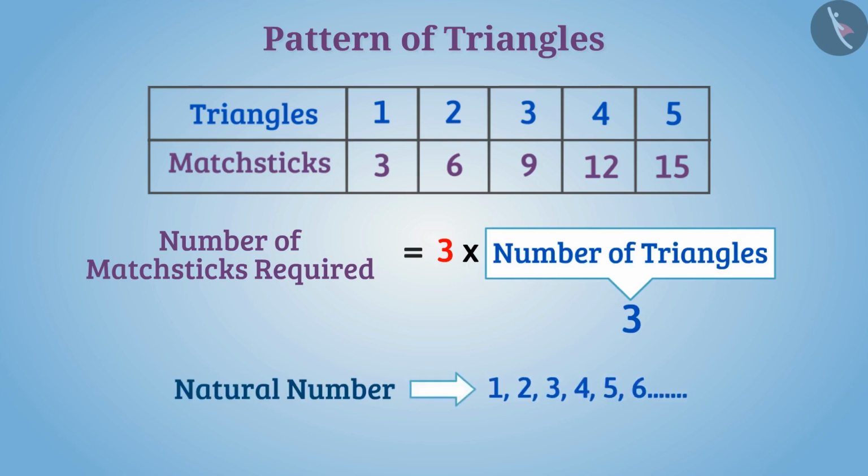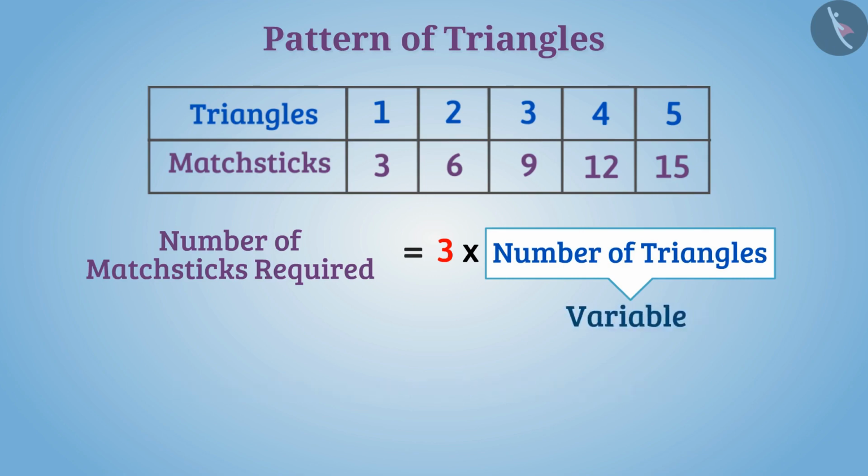It means the value of number of triangles is not fixed. It can change, that is, it can vary. Such a number whose value is not fixed or steady is called a variable. For our convenience, we can use letters of the English language such as A, B, C and so on in the place of such a number.